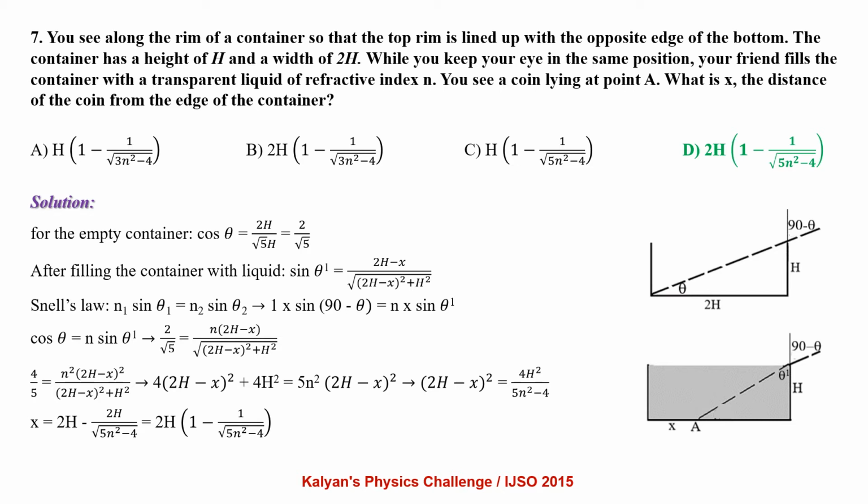So it is cos theta equal to n sin theta dash, 2 by root 5 equal to n into 2h minus x by root of 2h minus x whole square plus h square. Rearrange the terms in the expression to obtain x equal to 2h times 1 minus 1 by root of 5n square minus 4.